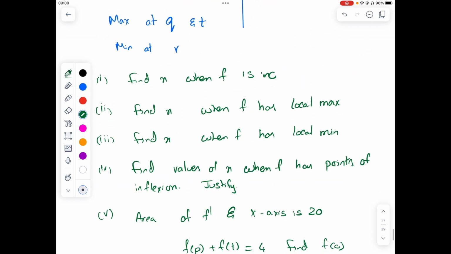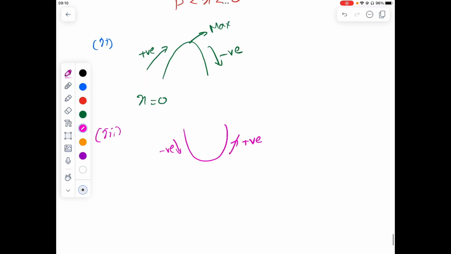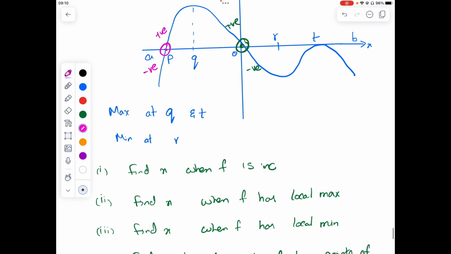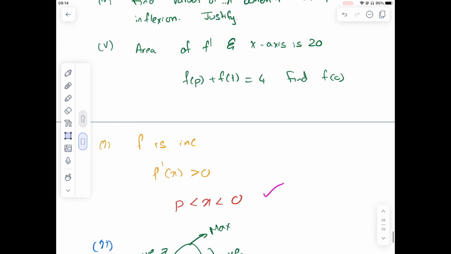Third part, find x when f has a local minimum. What is the meaning of local minimum? It becomes from negative to positive. Where does it become negative to positive? We can see that at point p. It was negative over here and it was positive over here. So therefore, x equals p.